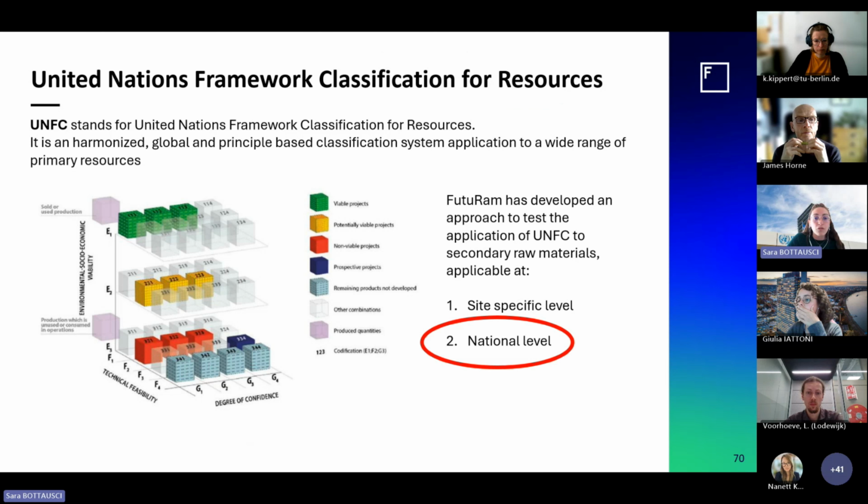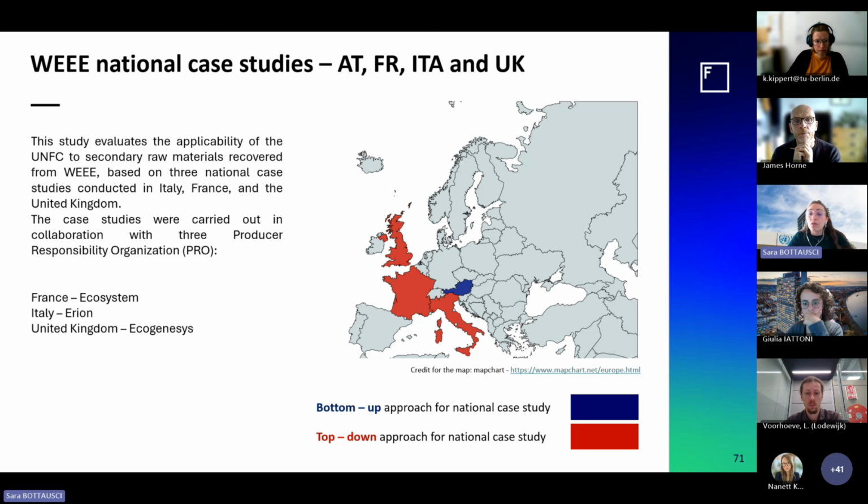Today we will focus on the national level example because that is the one we at UNITAR SCYCLE were responsible for. We have run 4 different WEEE national case studies in 4 different countries, which were Austria, France, Italy, and the United Kingdom. More precisely, we at UNITAR SCYCLE closely collaborated with 3 other project partners, which were Ecosystem, Arion, and Ecogenesis, who helped us gather data for France, Italy, and the United Kingdom.